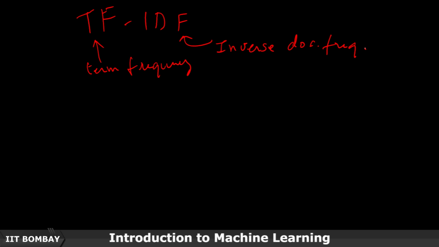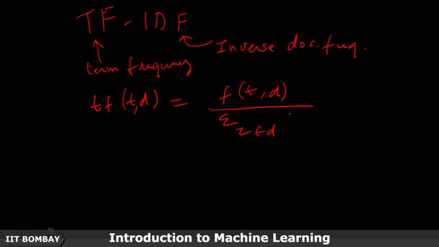So let's look at this carefully. What is your TF? TF is a function of the term and the document. It is the frequency with which the term appears in the document, divided by the sum over all the terms tau that belong to this document. Basically it's a normalized count of the term in this particular document.